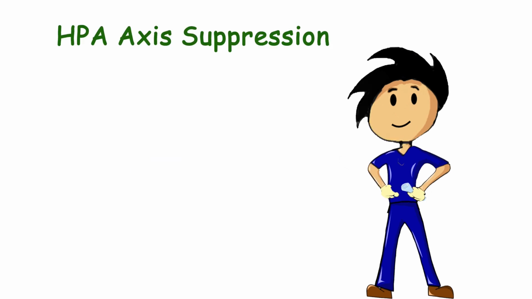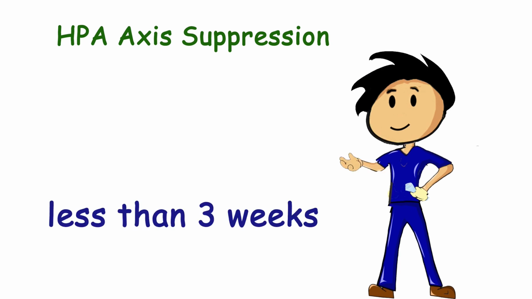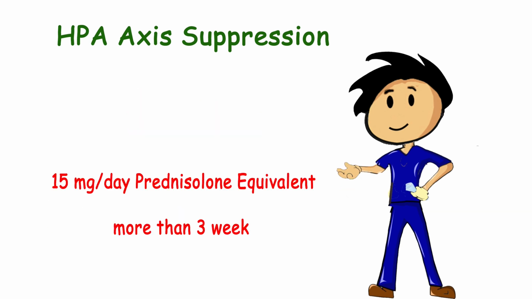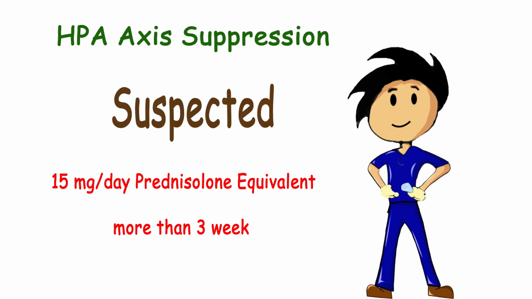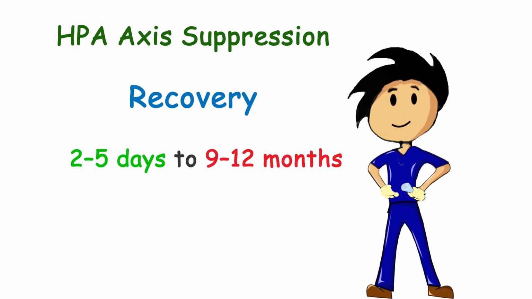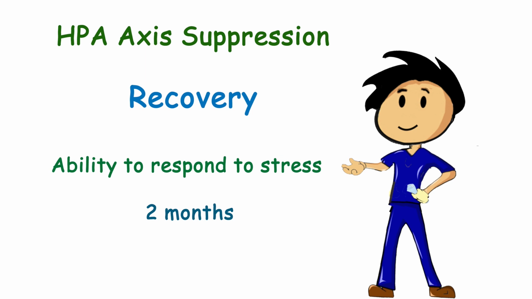The specific duration and dose of steroid that can produce HPA axis suppression is controversial. In patients taking steroids for less than 3 weeks, suppression of HPA axis rarely happens. But a patient who has received the equivalent of 15 mg per day of prednisolone for more than 3 weeks should be suspected of having HPA suppression. The recovery time of normal HPA axis varies from 2 to 5 days to 9 to 12 months after discontinuation of steroid therapy. But the ability to respond to stress returns by 2 months.